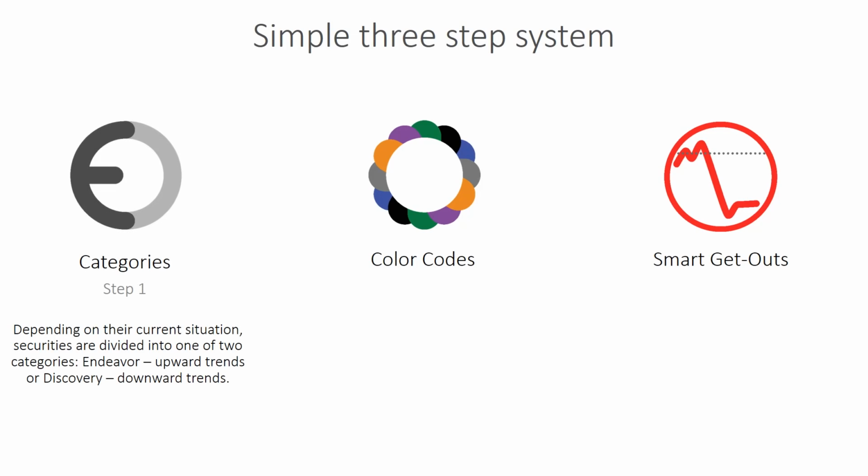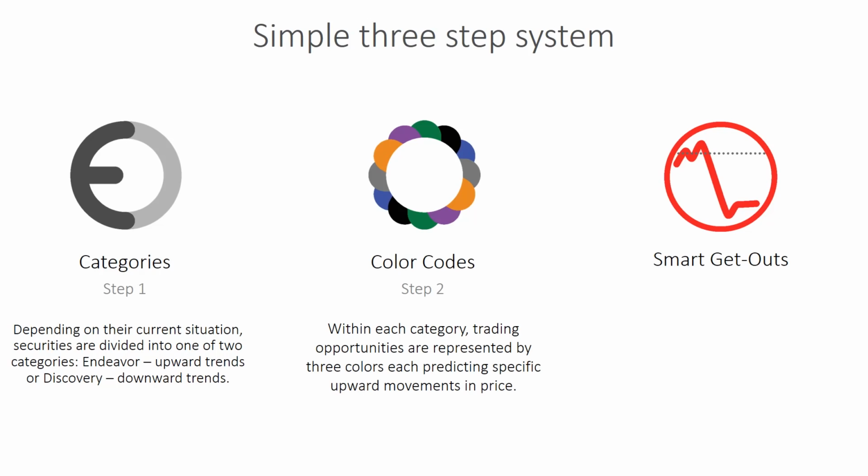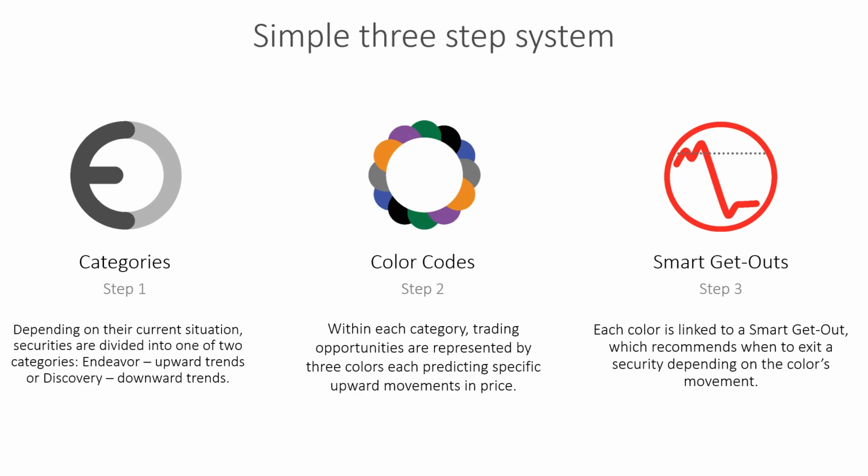Step 1, categories. Depending on their current situation, securities are divided into one of two categories: Endeavour, upward trends, or Discovery, downward trends. Step 2, color codes. Within each category, trading opportunities are represented by 3 colors, each predicting specific upward movements in price. Step 3, smart getouts. Each color is then linked to a smart getout, which recommends when to exit a security depending on that color's movement.